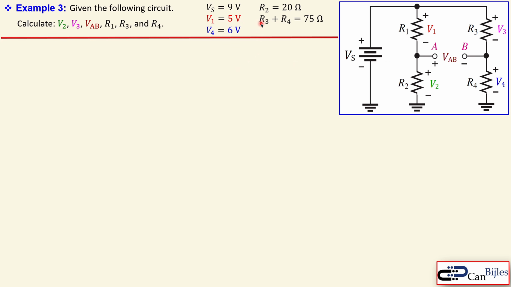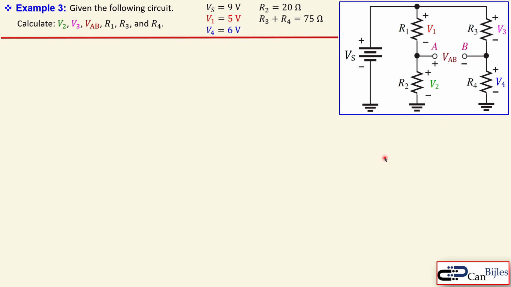So there are some values given for the voltages, but there are also values given for the resistors. R2 is 20 ohms, and we know the summation of these two is 75. We don't know the independent values, but we know the total must be 75 ohms. What we would like to calculate are the 6 unknowns, which are V2, the voltage here, V3, the voltage there, VAB, which is between this node and that node. That is interesting, we will see that shortly. Also R1, R3, and R4.